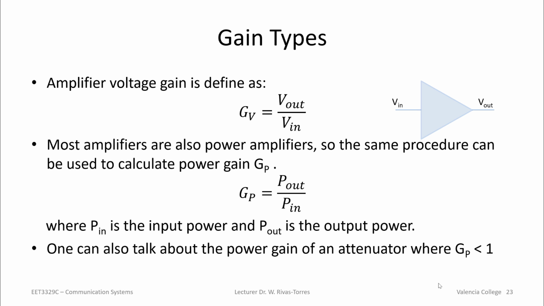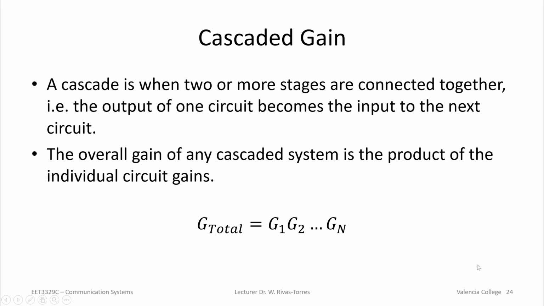And notice that P in, I usually use that variable to represent the input power, and P out is the output power. One can also talk about the power gain of an attenuator. For an attenuator, the power gain is less than 1. Okay, the power gain for an attenuator is less than 1.